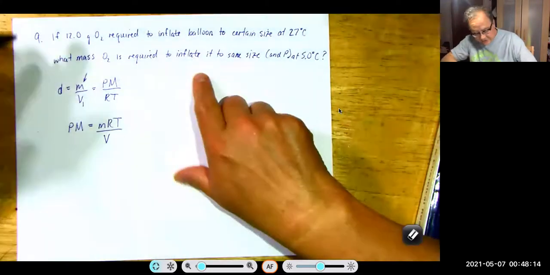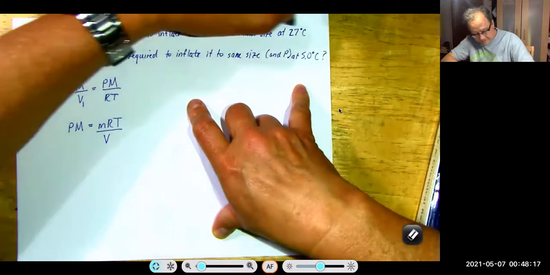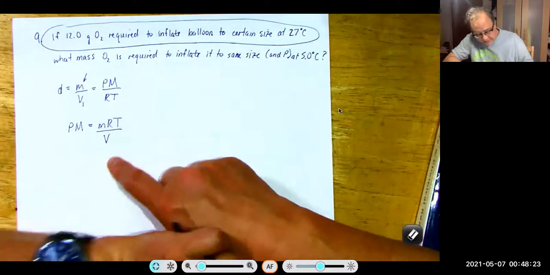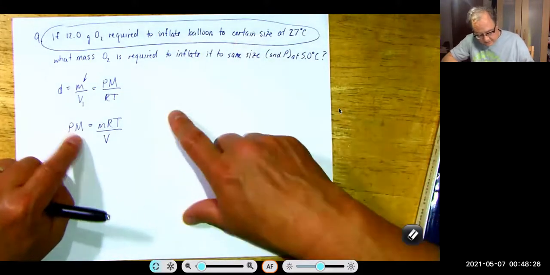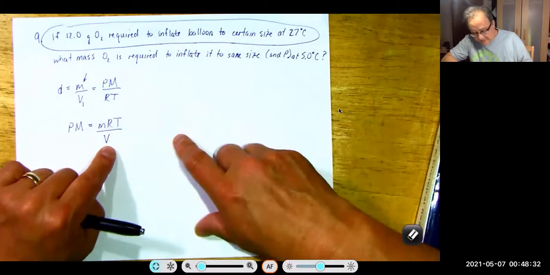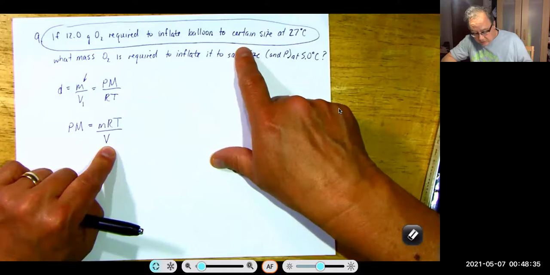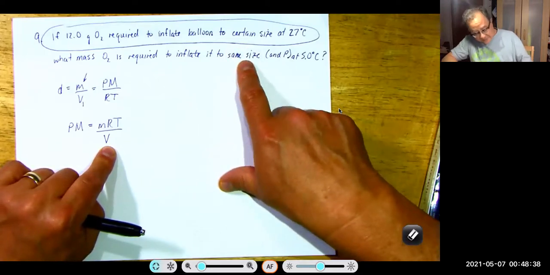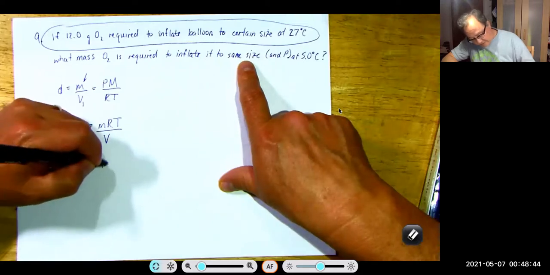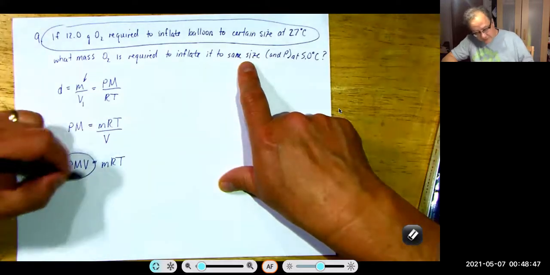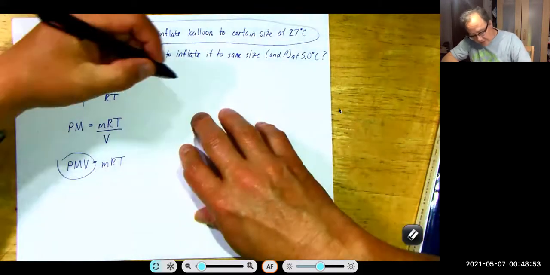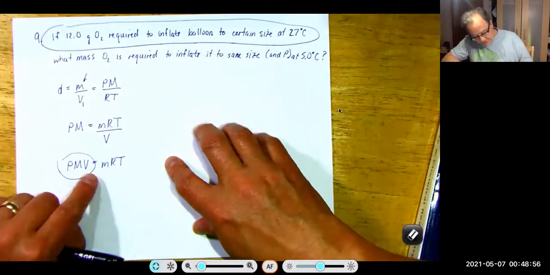So for the first set of conditions here, we have this idea here. The pressure is the same. The molar mass, well, here, the mass is 12 grams, R is whatever, T is 27, and V is the same size. So I'm going to do this. PMV is equal to MRT. So this doesn't change whether it's in the first condition or the second condition. All right. So here, if I look at PMV under the first conditions, it's MRT.